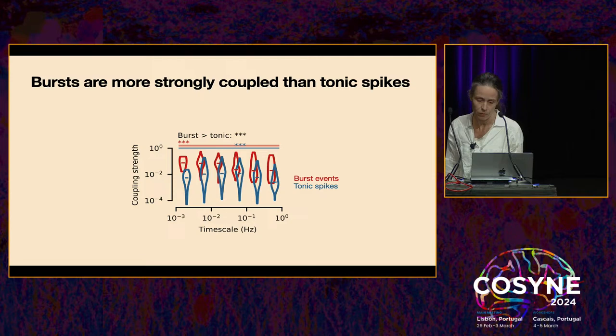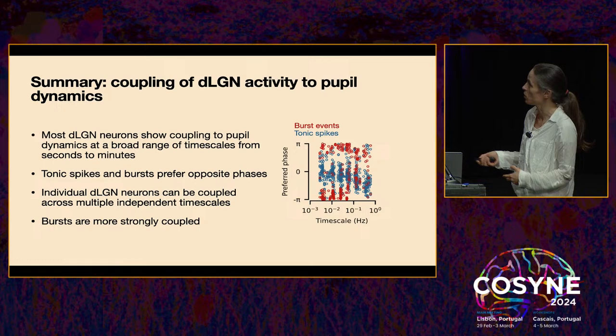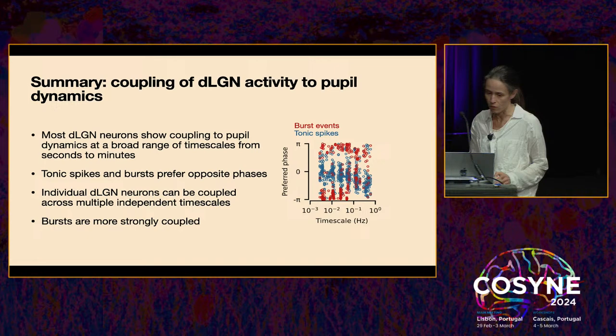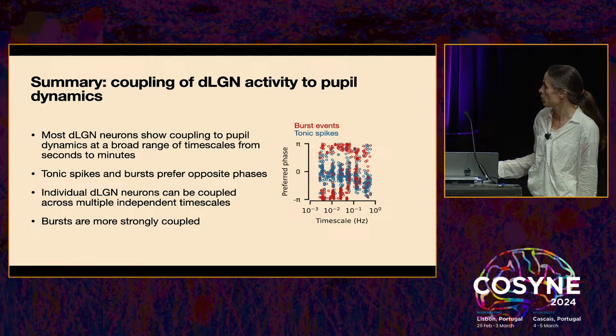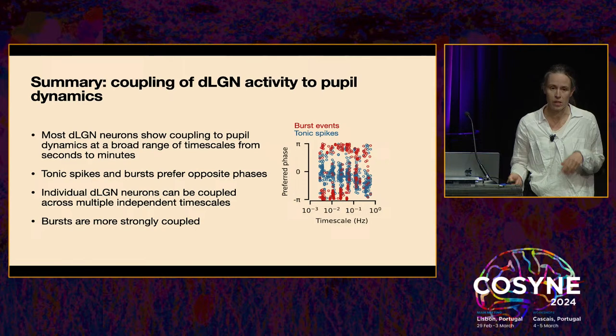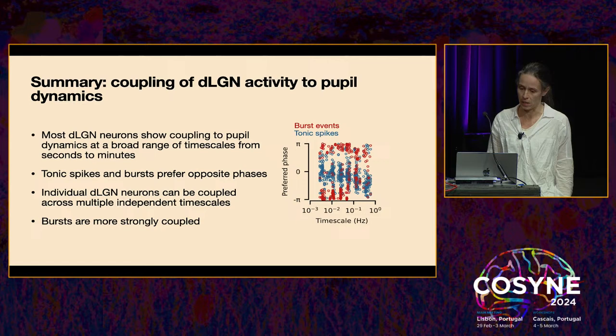Okay. As an intermediate summary, I've shown you that LGN spiking activity is coupled to pupil dynamics across a broad range of timescales, ranging from seconds to minutes. I've shown you that tonic spikes and bursts prefer opposite phases of these pupil components, and individual LGN neurons can be coupled across multiple, independent timescales, and this points towards a reflection of these nested processes. And finally, the bursts are more strongly coupled.